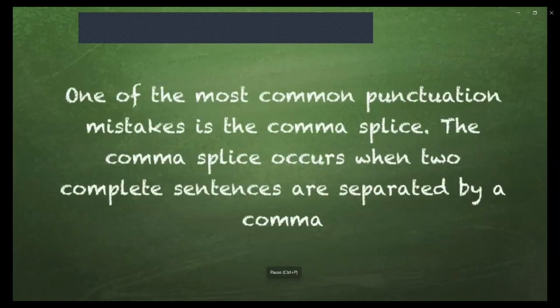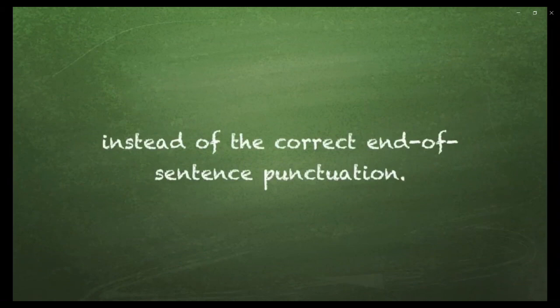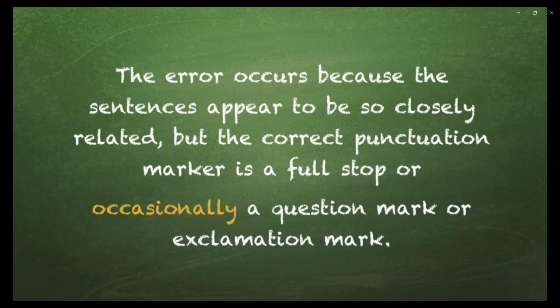One of the most common punctuation mistakes is the comma splice. The comma splice occurs when two complete sentences are separated by a comma instead of the correct end of sentence punctuation. The error occurs because the sentences appear to be so closely related, but the correct punctuation marker is a full stop, or occasionally a question mark or exclamation mark.